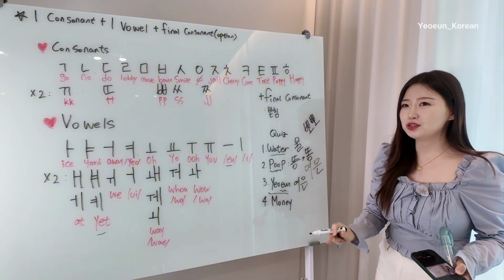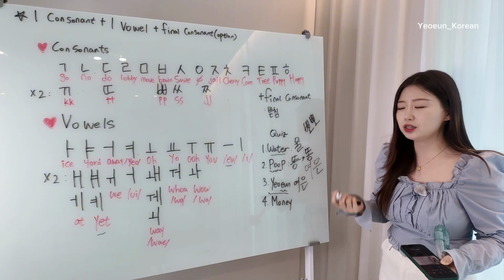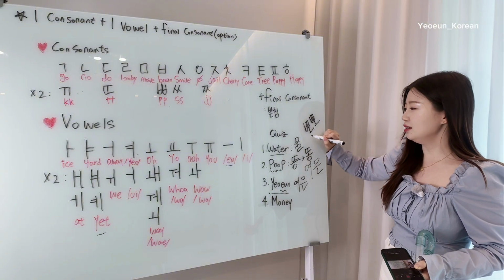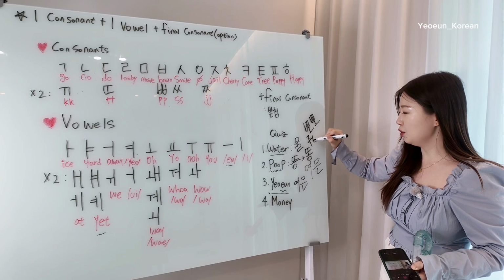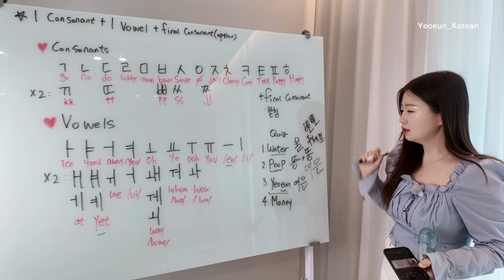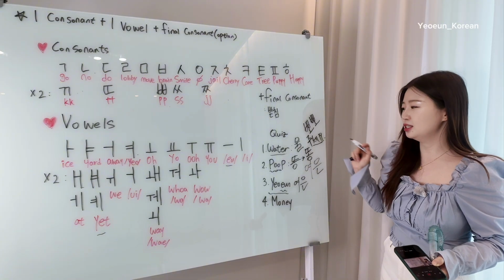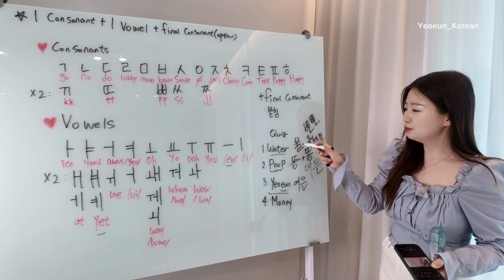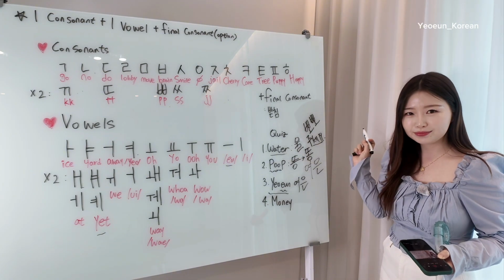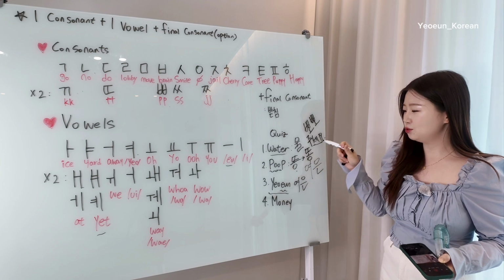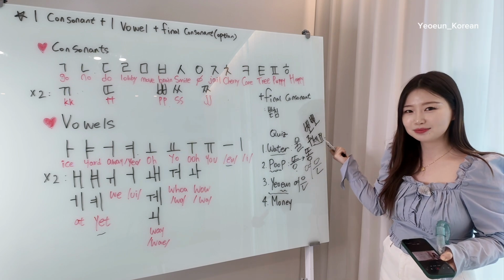So guys, when you get to the restaurant and if you need water, you can say 물, and then you can say 주세요. It's like, please give me some water. Please give something. Okay? So, 물 주세요. 똥 주세요. Like this. Okay?